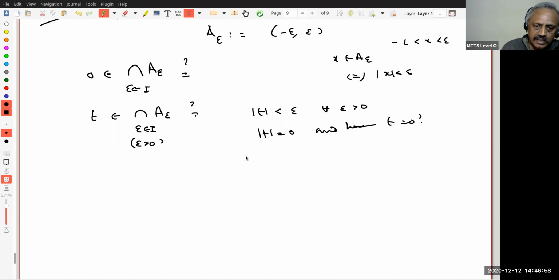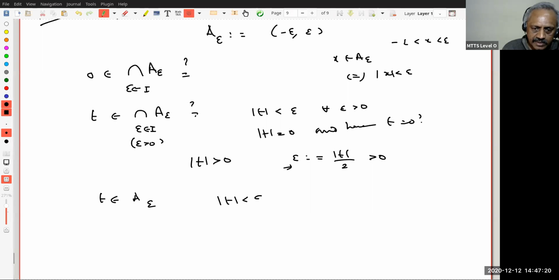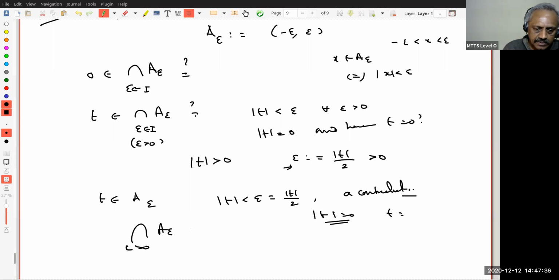Now let us suppose mod t is positive, right? Therefore, if I take epsilon equal to mod t by 2, this is also positive. And according to me, t is in this particular A_epsilon, where epsilon is like this, right? So what does that mean? Mod t should be less than epsilon. But what is epsilon? Mod t by 2. That's a contradiction, right? Hence, we conclude mod t must be 0, that is, t is 0. Therefore, the intersection of A_epsilon, epsilon positive, is the singleton {0}.